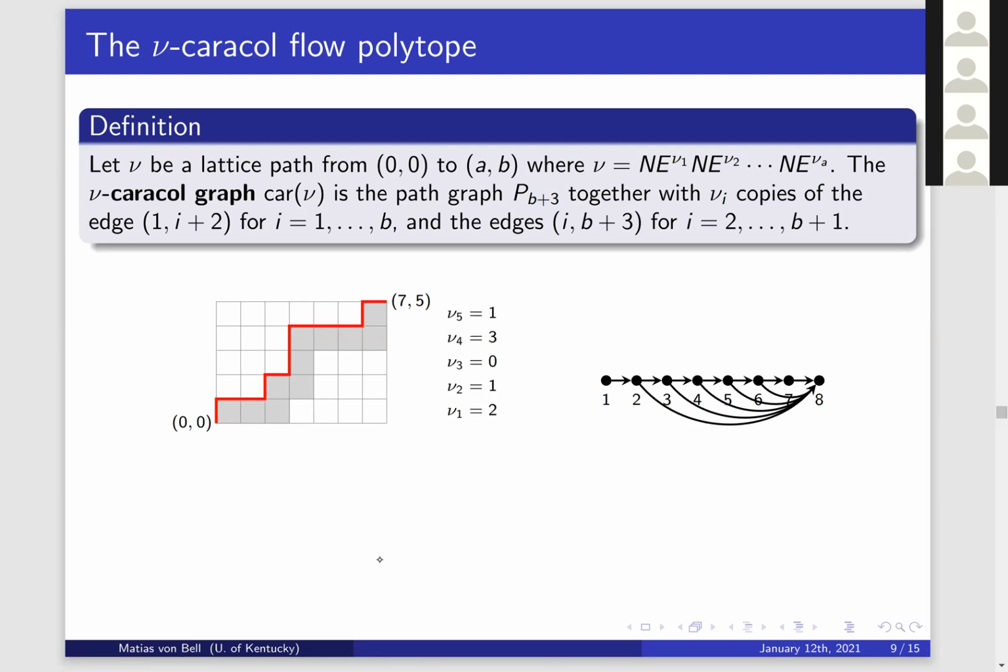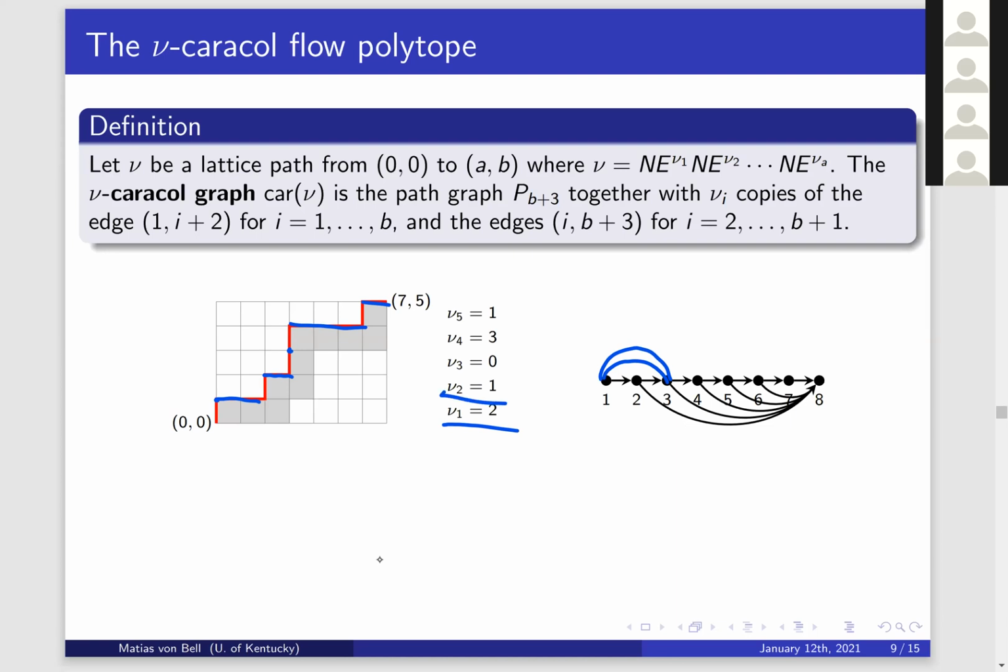then add some more edges based on the number of E steps in the path. So here the horizontal runs of E steps are 2, 1, 0, 3, and 1, the lengths of them. And so then we add accordingly edges to the graph G here. So 2 horizontal steps at level 1. So we add 2 edges here from 1 to 3.